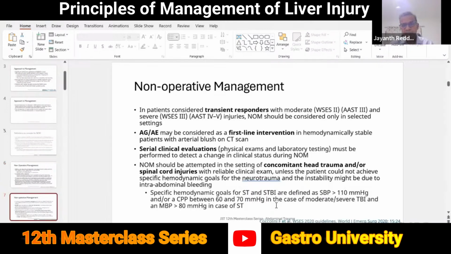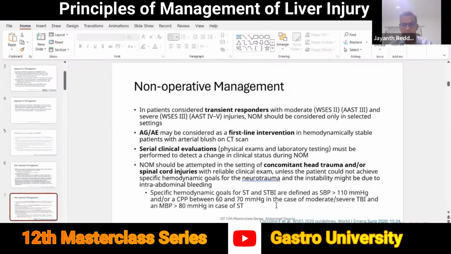In patients who are considered transient responders, that is WSES grade 2 or grade 3, non-operative management should be considered only in selected settings, and angiography and embolization should be considered as a first-line intervention in patients who have an arterial blush on CT scan. Serial clinical examinations are very important. We should continue to examine these patients clinically, with physical exams and laboratory testing, to assess if there is a change in clinical status during the non-operative management protocol.